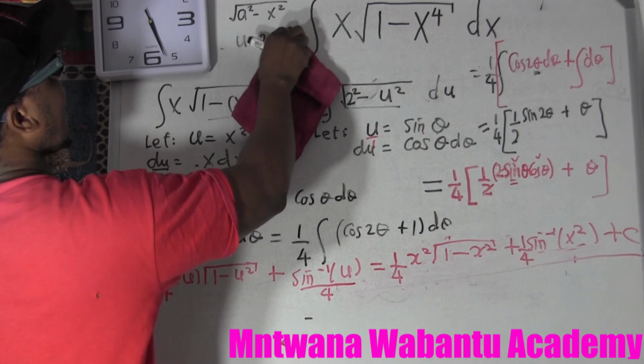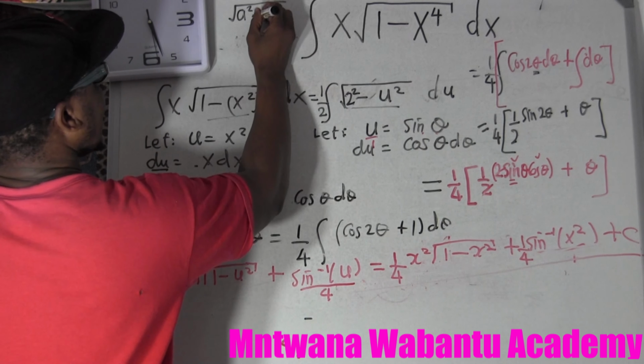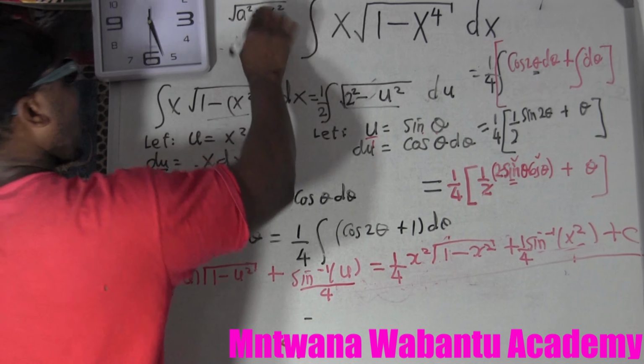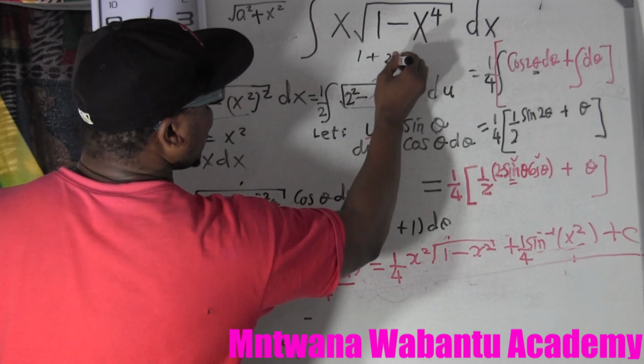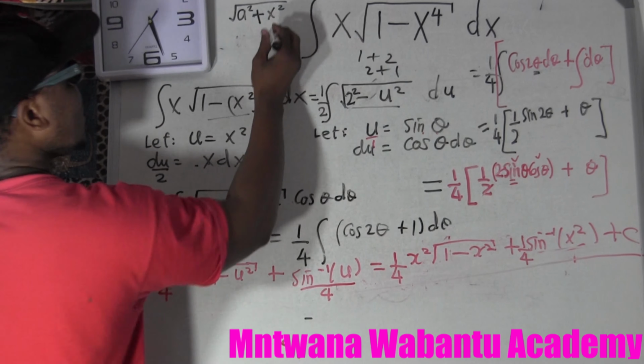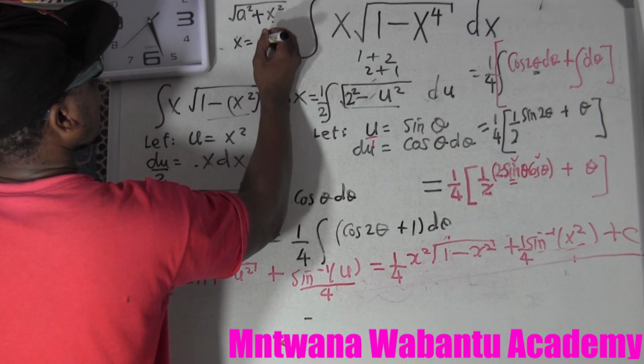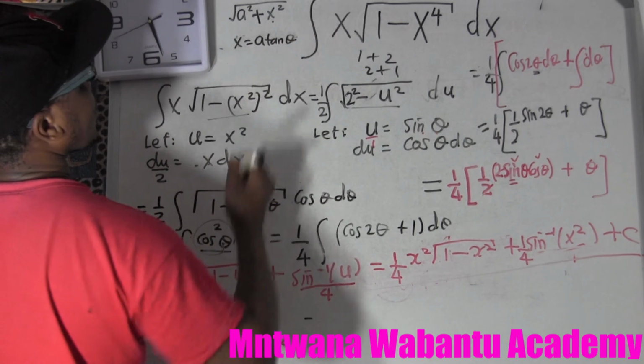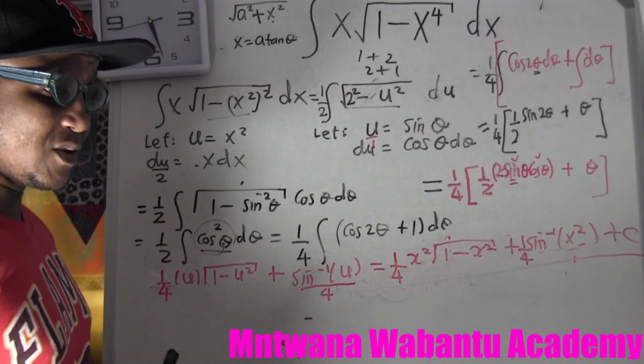Okay, what about for tan? For tan, always plus. Either start with the x squared or a squared, it doesn't matter, because 1 plus 2 and 2 plus 1 is almost the same thing. So for tan, x equals a tan of the angle. So you need to remember those things. You see what I'm saying?